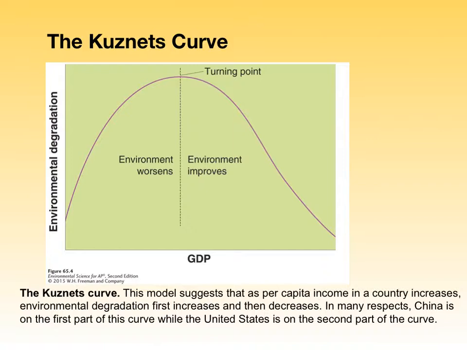All right, anyhow. To address some of these shortcomings of GDP as a measurement of wealth, some environmental economists and scientists advocate a model known as the Kuznets Curve. This curve, which is shown here on this diagram, basically suggests that as the per capita income in a country increases, environmental degradation first increases and then it tends to decrease. The model is controversial because it is not easily applicable to all situations.